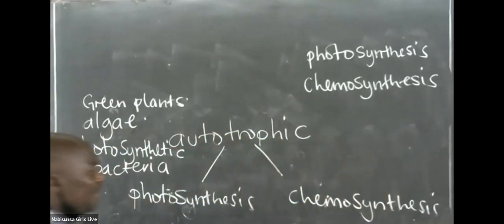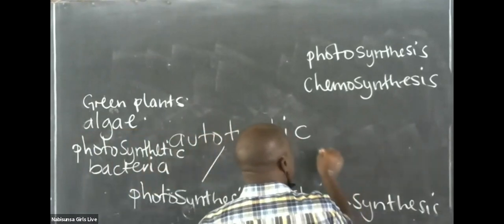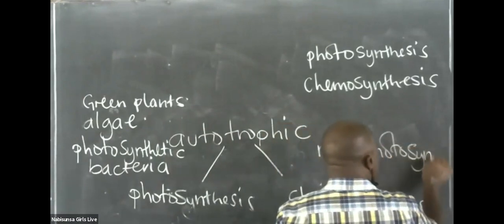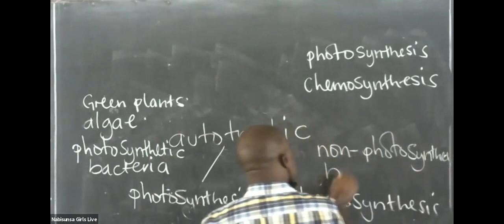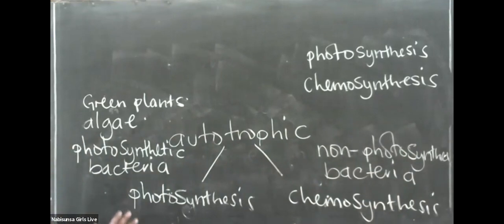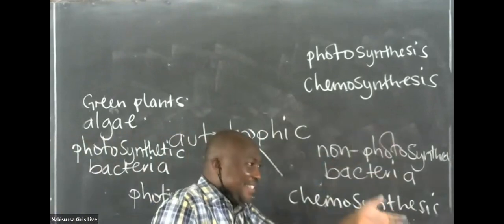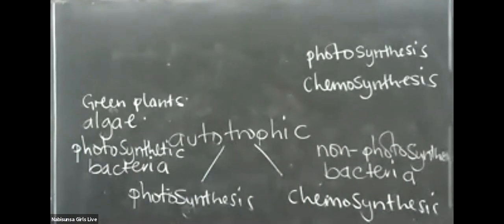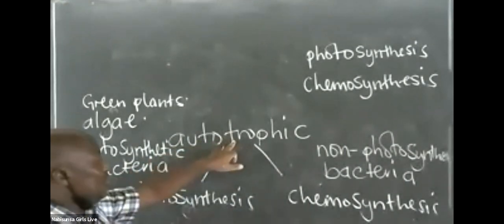Now, when we come to chemosynthesis, I will say majorly these ones are the non-photosynthetic bacteria. Non-photosynthetic what? Bacteria. Are you getting it? If they ask for examples, I will give, and those organisms which carry out chemosynthesis are only that non-photosynthetic bacteria. There isn't any other under that. So those will be the ones which carry out chemosynthesis.